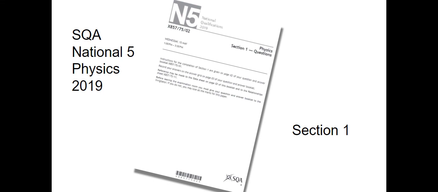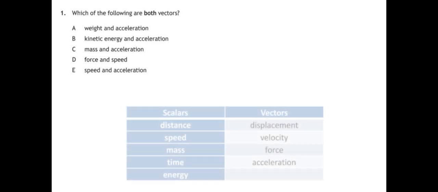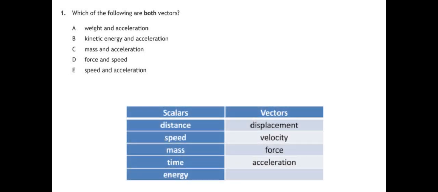Hi folks, today we're going to have a look at the 2019 National 5 Physics paper, section 1, which is the multiple choice questions. And question number 1 is a question about vectors and scalars. So let's remember that vectors are quantities which have both magnitude and direction, and scalars have only magnitude. And these are some of the ones that we should know about at National 5 Physics level.